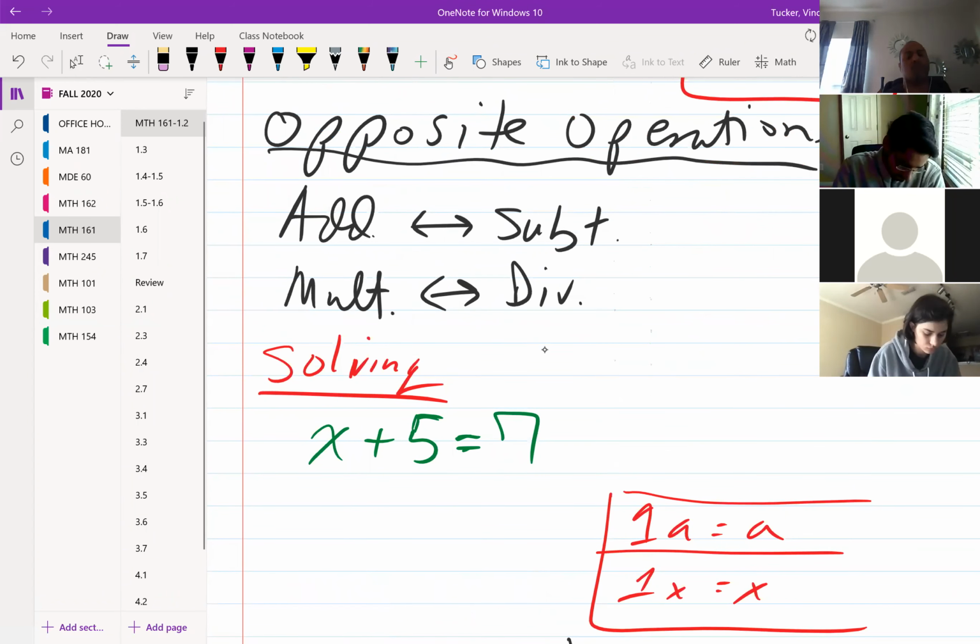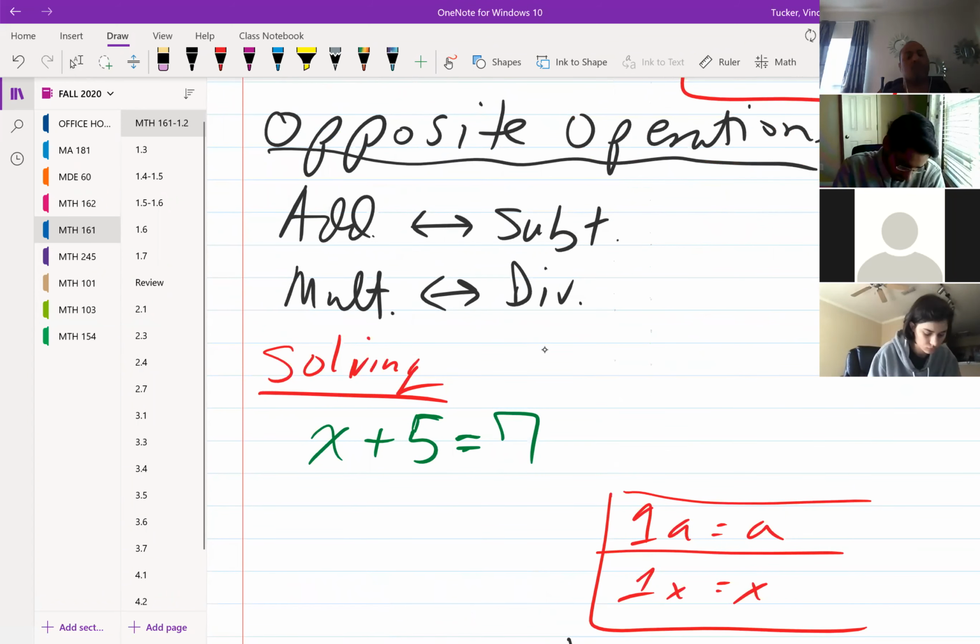Now, your equation is split up into two sides, left side of your equal sign and right side of your equal sign. In order to keep your equivalency, whatever you do to the left side of your equal sign, you have to do to the right. So if I have minus 5 on the left, that means I need to minus 5 on the right. So the 5s on the left will cancel, and that will leave me with just x. And then on the right, 7 minus 5 is 2. And there goes my solution of x equal to 2.